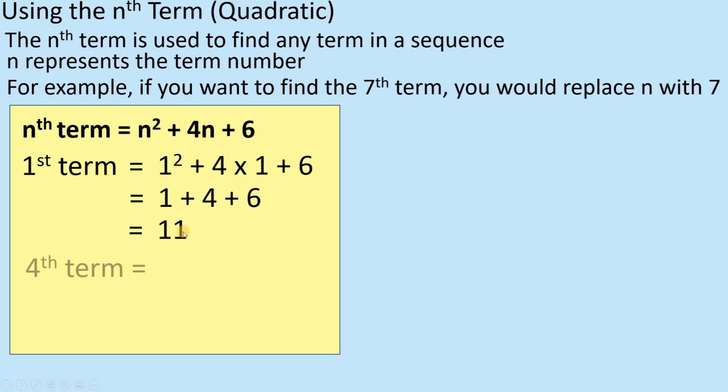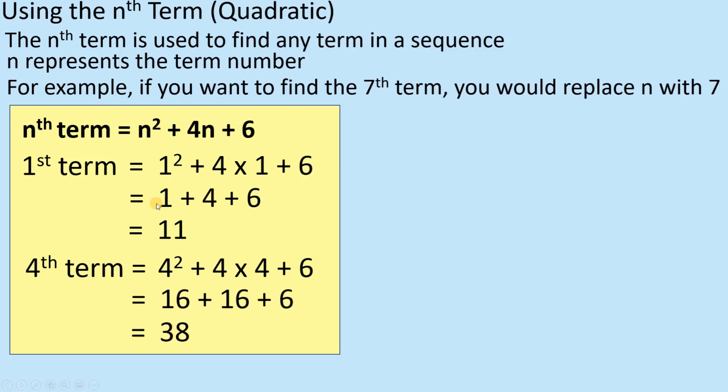So just summarising that, our first term would be 11. If you wanted the fourth term, I'd do exactly the same process. I would put 4 into here, so it'd be 4 squared plus 4 times 4 plus 6, and that's going to give me my fourth term. Now, of course you could do the first term, second term, third term, fourth term, but we're not doing that. In this case it's asking for just the first term and the fourth term. So I'm just going to put the numbers in there, and you can see I've got the number 38 from that.